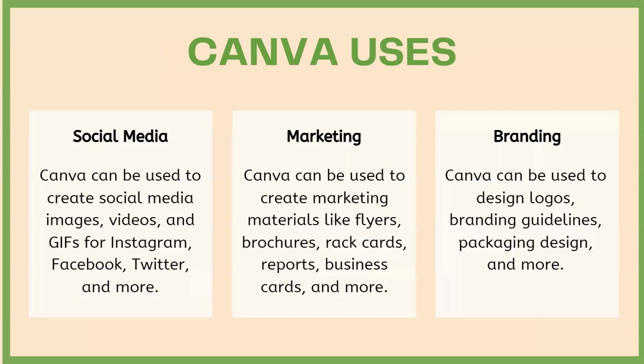These are some different ways that you can use Canva to launch your business. Social media. Canva can be used to create social media images, videos, and GIFs for Instagram, Facebook, Twitter, and more. You can also use it for marketing to create material like flyers, brochures, rack cards, reports, business cards. It's also good for branding. You can design logos, branding guidelines, packaging design, and more.